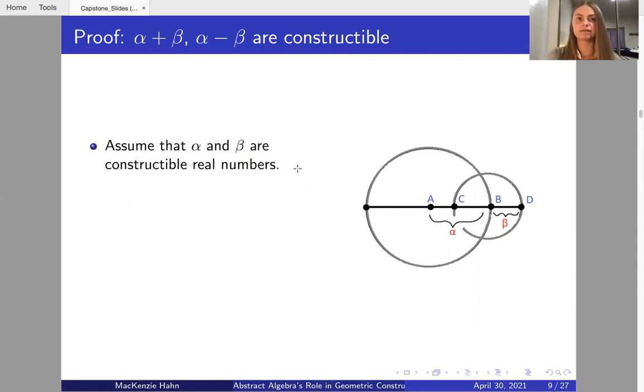So we start by drawing a line segment and labeling a point on the line A. We construct a circle with the center at A and a radius of alpha. And we can call the intersection of the line with the circle point B.